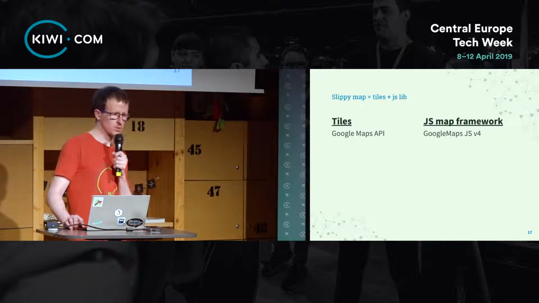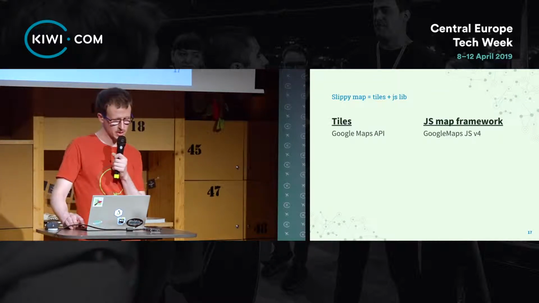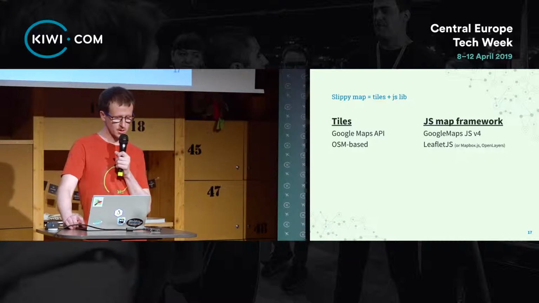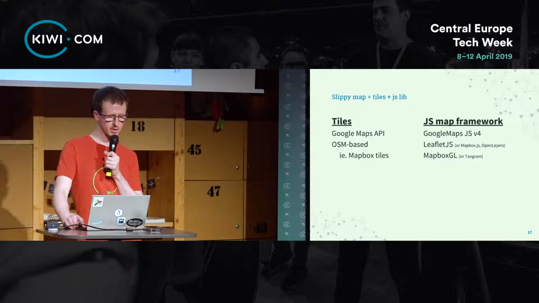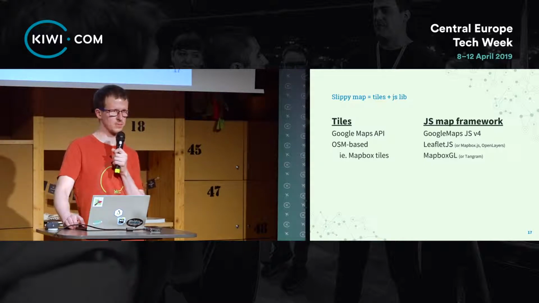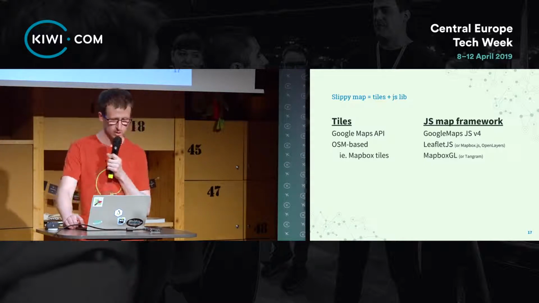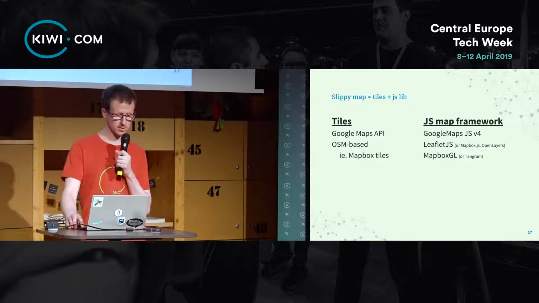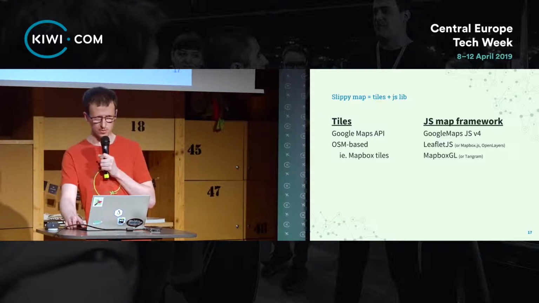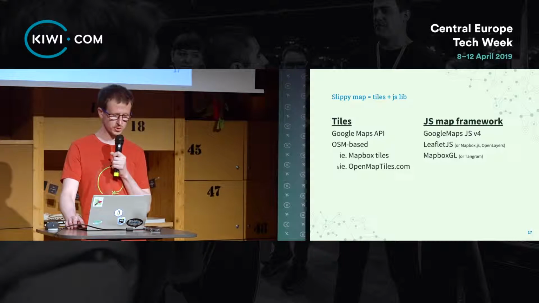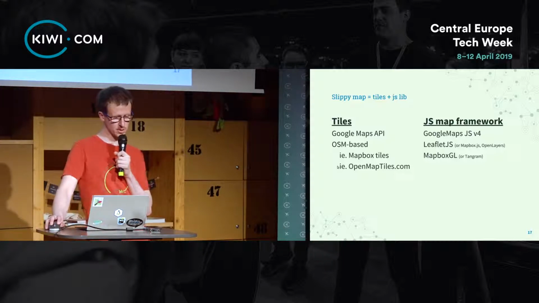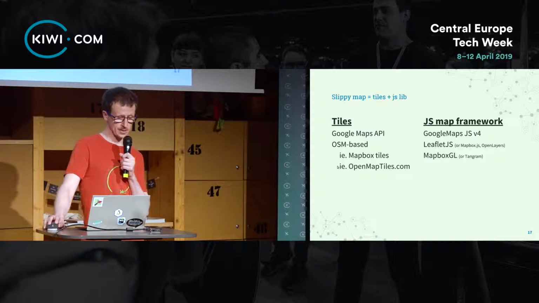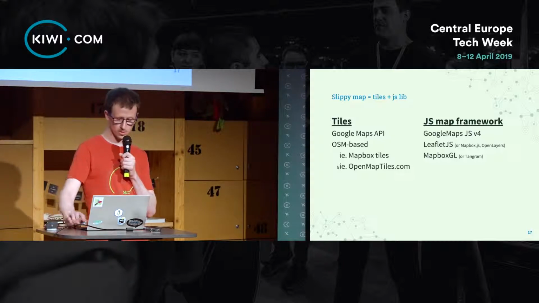So, to deploy a Slippy map, you need tiles and a JavaScript library. For Google Maps, we have the Google Maps API for tiles, which is the priced or paid solution, and the framework, which is usually free and sometimes even open source. With OSM-based tiles, you can use different providers and different libraries to display the data.